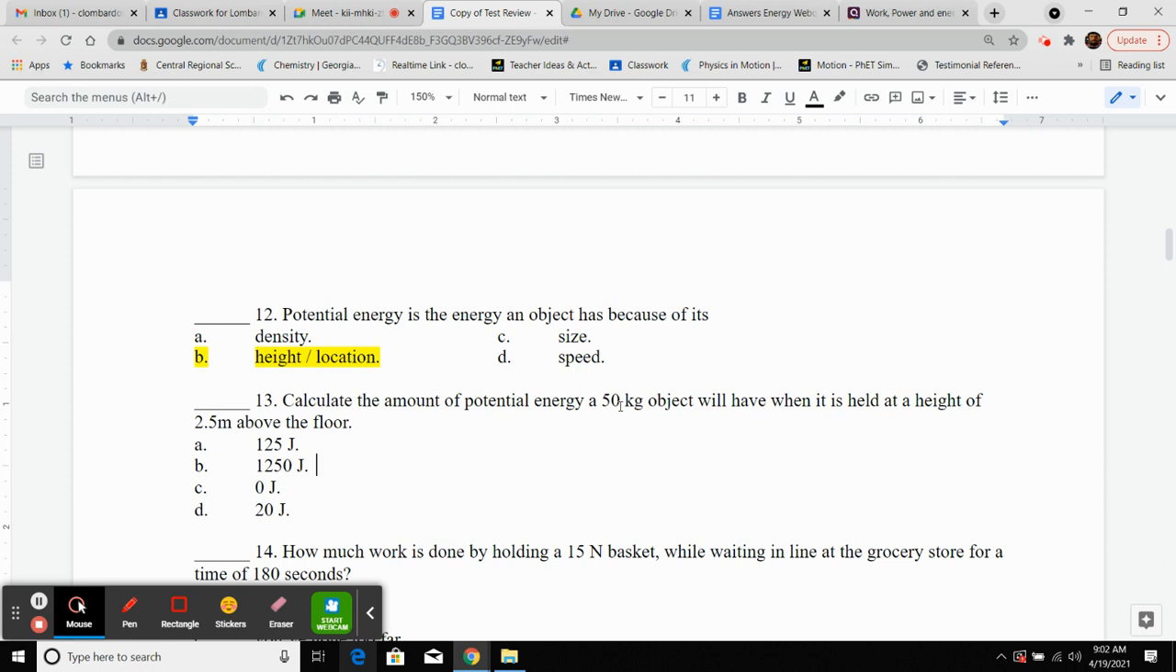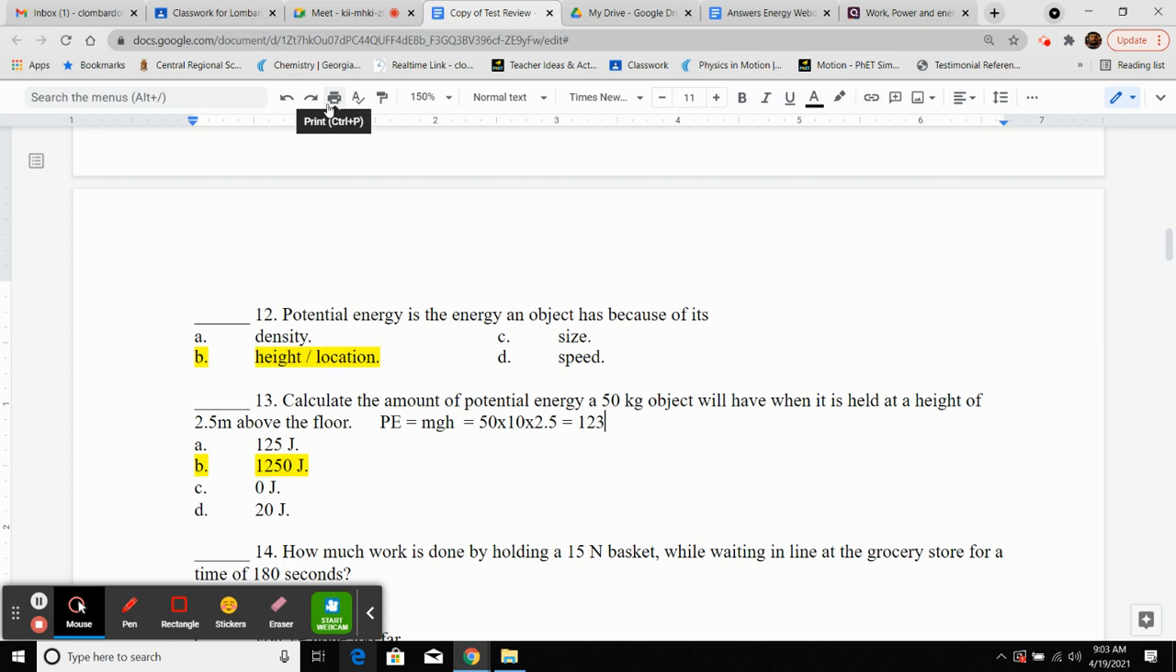Mr. Lombardo, I only see 2 numbers in here. So what do I do? Well, this is something that you're going to need to know. The answer is going to be 1,250 joules, and how? Potential energy is mgh. So you're doing 50 times 10 because gravity is 10. Even though the number 10 is not written in the problem, it is your responsibility to know that gravity is going to be 10.